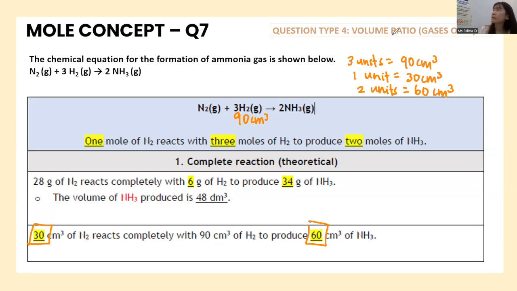So this is what I meant by the volume ratio. So that means for volume ratio, you can go by this kind of proportion method. Just how many units is how many cm cube. There is no need to use any formula like what over 24. Don't need.